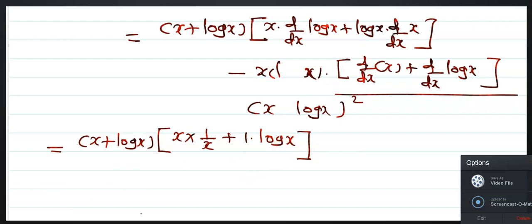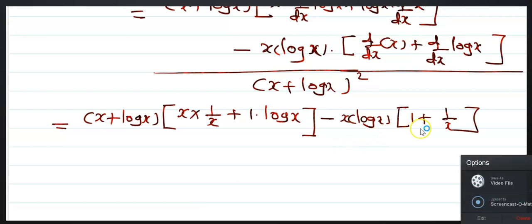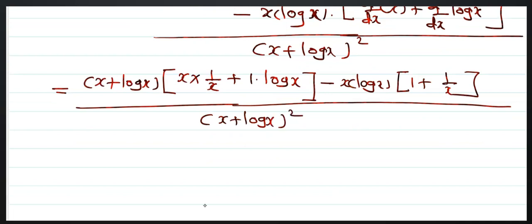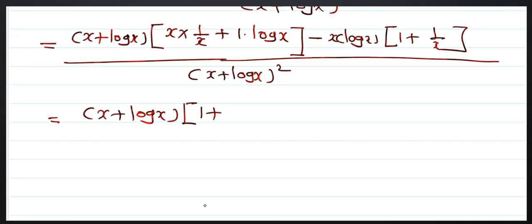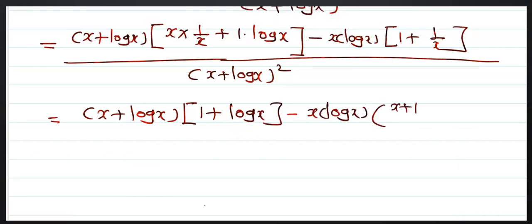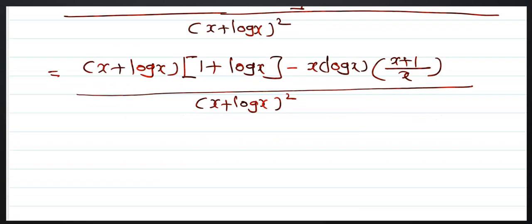Next step, minus x log of x into in bracket 1 plus 1 upon x, upon x plus log x bracket square. Now normal simplification is there, that is x into 1 upon x, you will get 1 into log x, that is log x, minus x log x, and after simplification 1 plus 1 upon x, that simplification is x plus 1 upon x, whole divided by x plus log x bracket square.